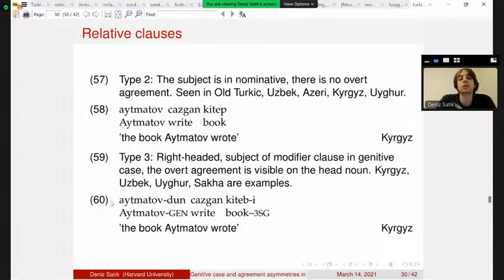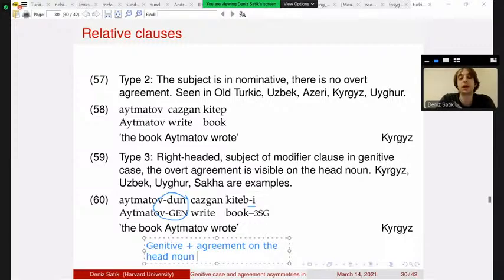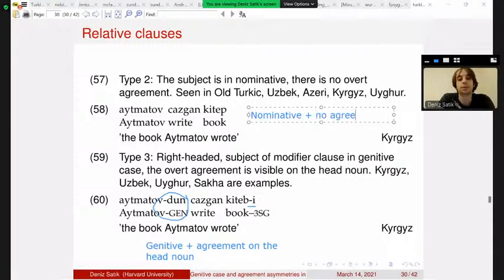Regardless, you can also, if you want, put the genitive case marker on the modifier of the relative clause, but that has to go together with the agreement. So the pattern is this. If you have genitive case, you need to have agreement on the head noun. The pattern so far, I should say, is going to be contradicted. And if you have nominative case, no agreement on the head noun.